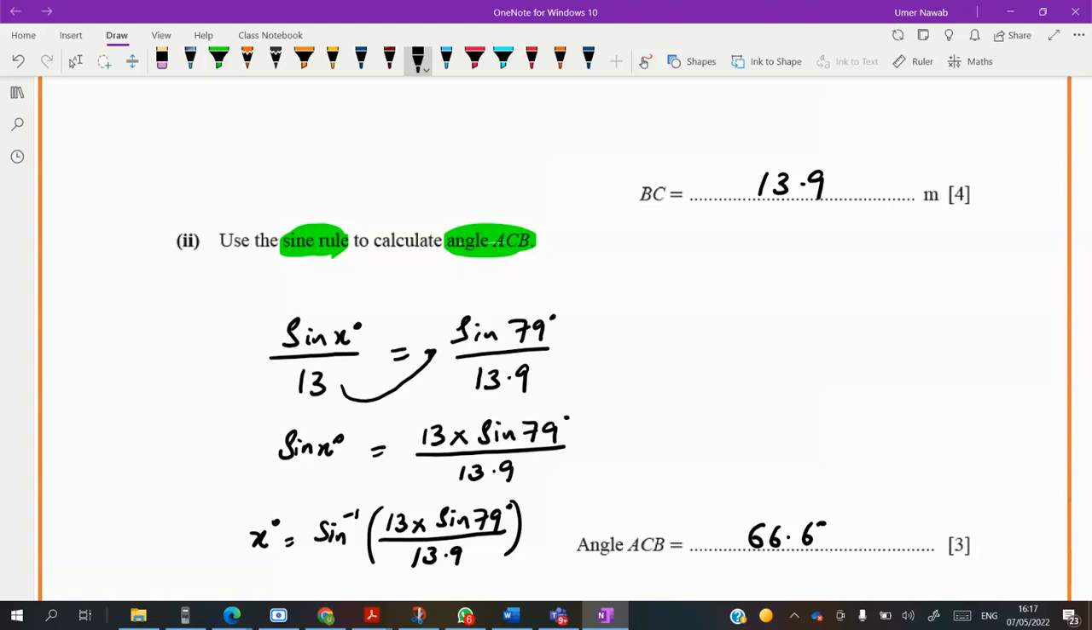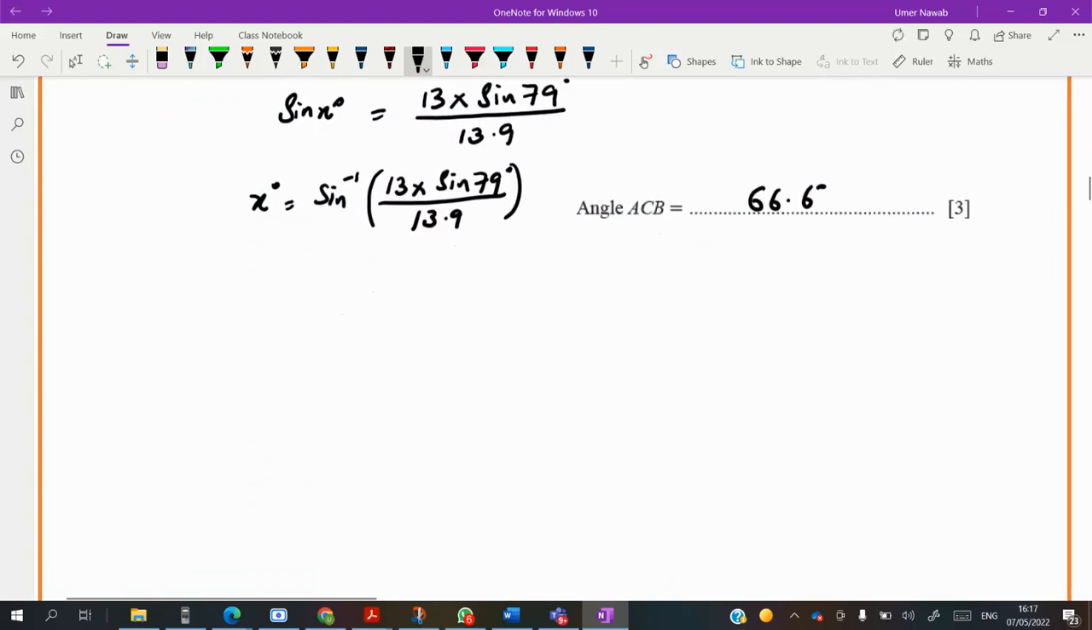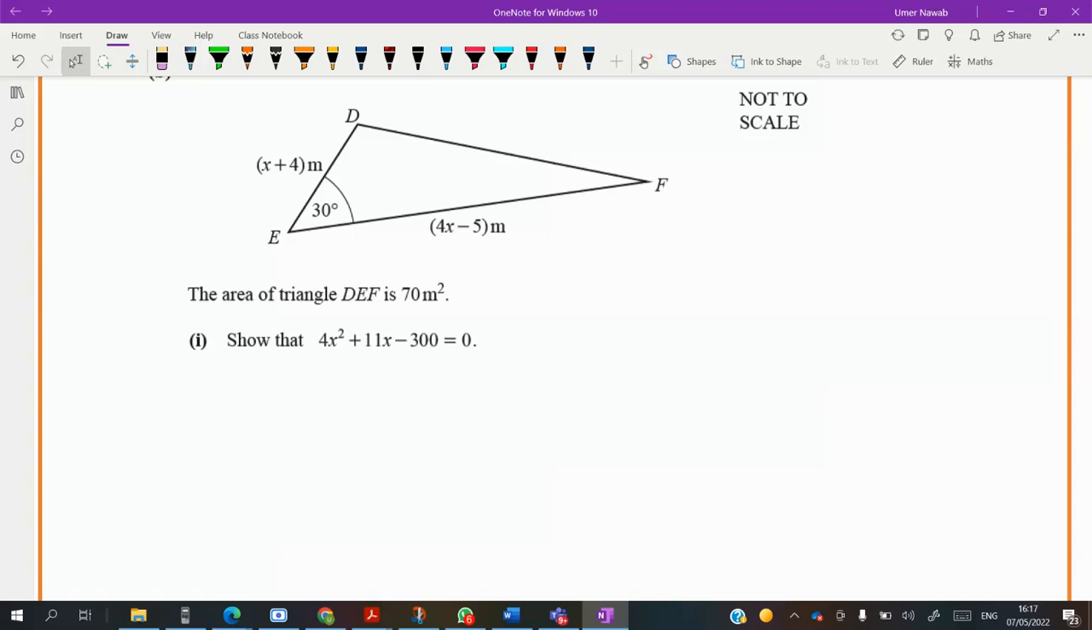Now you have seen the applications of the sine rule and cosine rule in this particular case. Now let's move on to the B part. In the B part, he talks about the area of a triangle. For the area of a triangle, we need to know the two sides and the included angle, and he provided us the area. If he provides you the area in advance, he will definitely try to connect trigonometry with algebra and ask you to develop the equation.